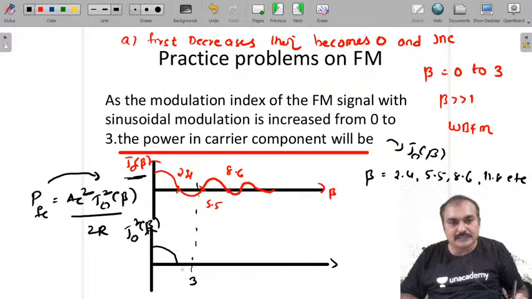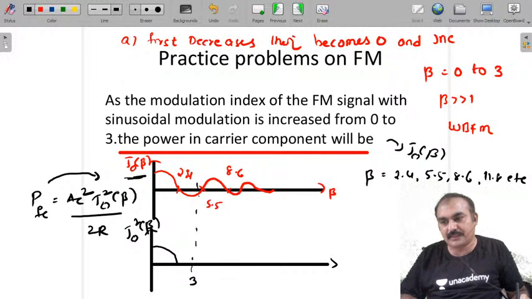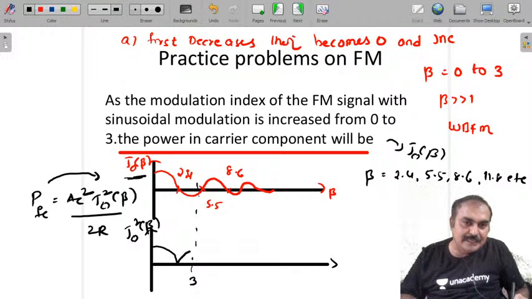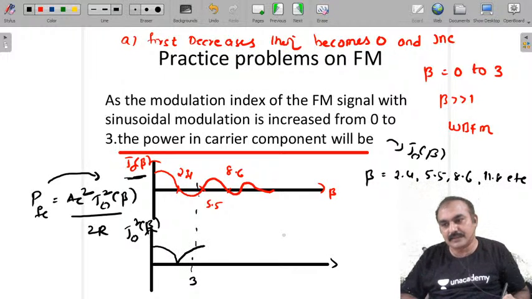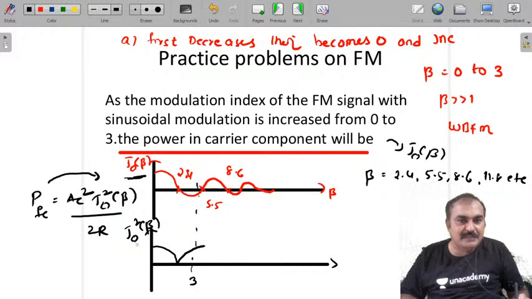So 3 means, by squaring it becomes positive, because J naught square of beta is asked in power. The power contains the square term, my dear students. So ultimately what happens? When it comes to 3, it increases. The power in the carrier component first decreases, then it becomes 0, and now it slowly increases, my dear students.